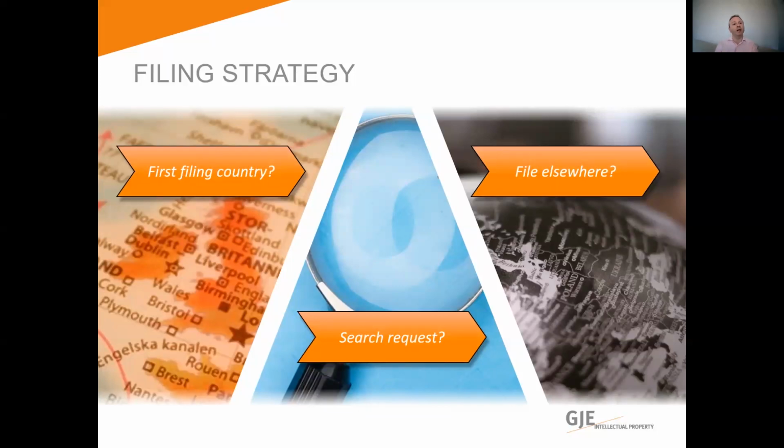We've heard already that where the invention was made may have an impact on where it needs to be filed. Whether you want the application searched, this may be the first time we've had a third party search your invention. And what are the other countries in which you want to pursue patent protection? Again, this is heavily influenced by your company's business plan and commercial goals.